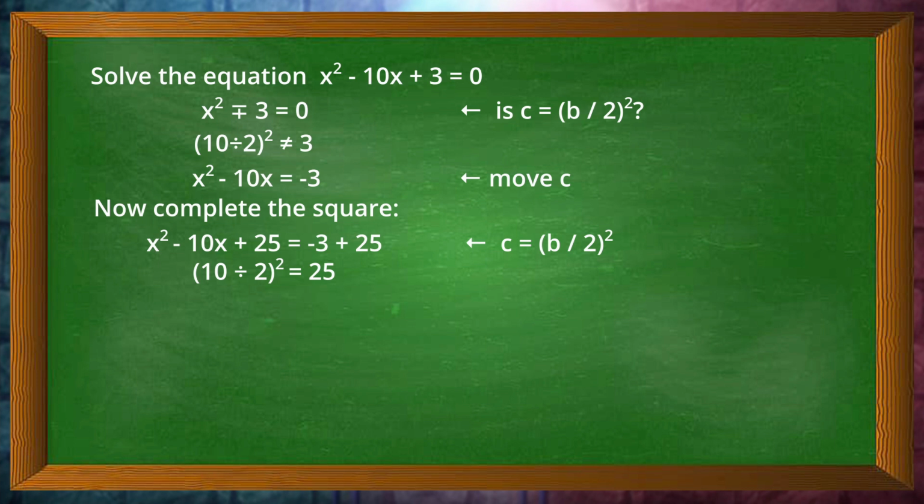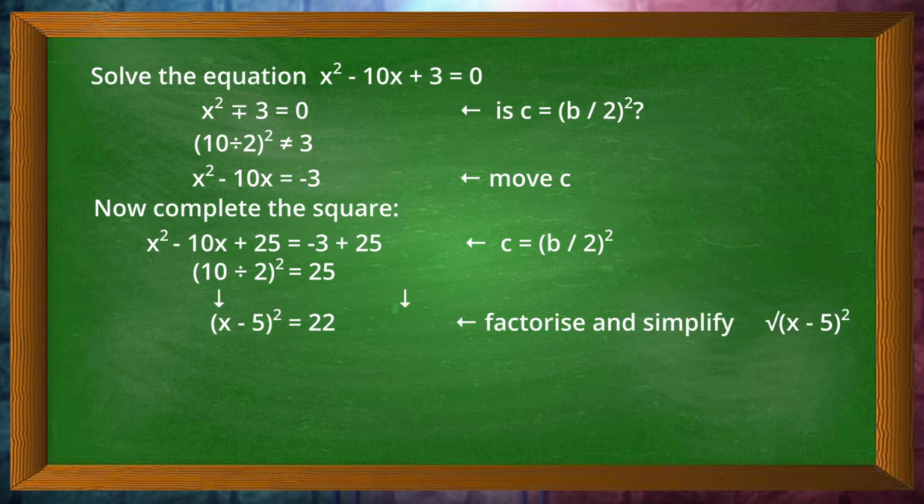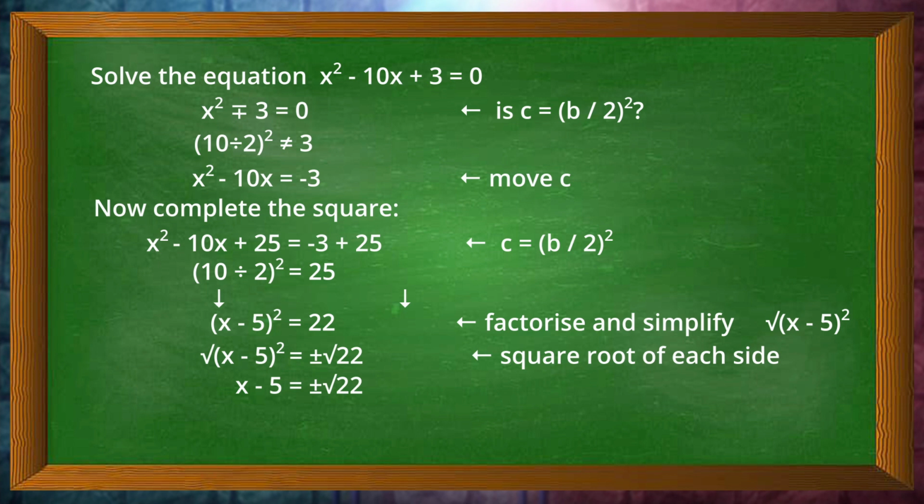The left side is now a perfect square trinomial and can be factorized as open bracket x minus 5 close bracket squared. On the right side, -3 plus 25 simplifies to 22. Now, find the square root of both sides, remembering to show the positive and negative square roots of 22. At this point, write two small equations, one with a positive square root of 22 and the other with a negative square root of 22.